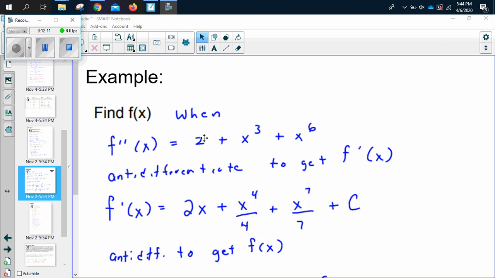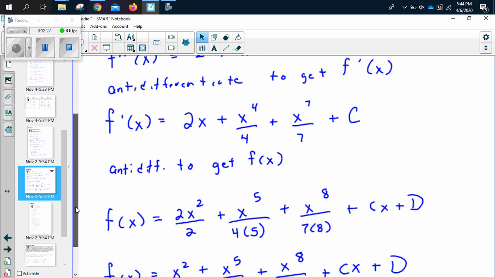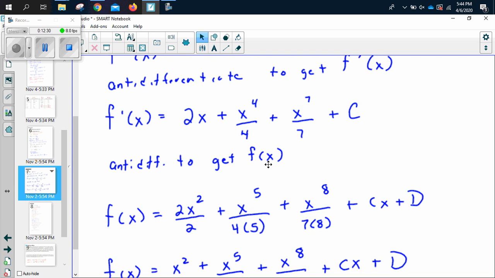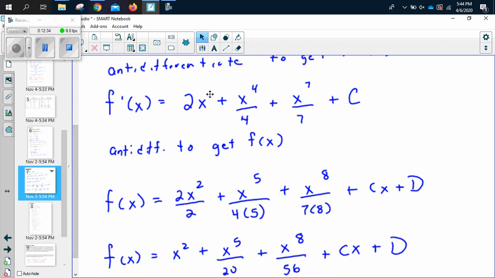So the antiderivative of 2 is 2x. The antiderivative of x cubed is x to the 4th over 4. The antiderivative of x to the 6th is x to the 7th over 7, and then we add our constant. Then I anti-differentiate once more to get what I'm looking for, my f of x. So I add 1 to the exponent and divide by the new exponent, each time.